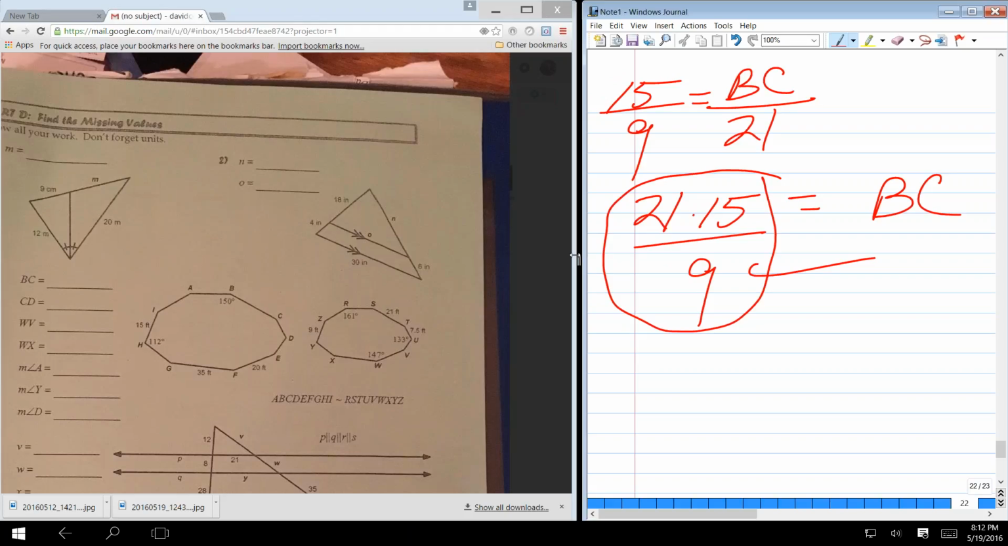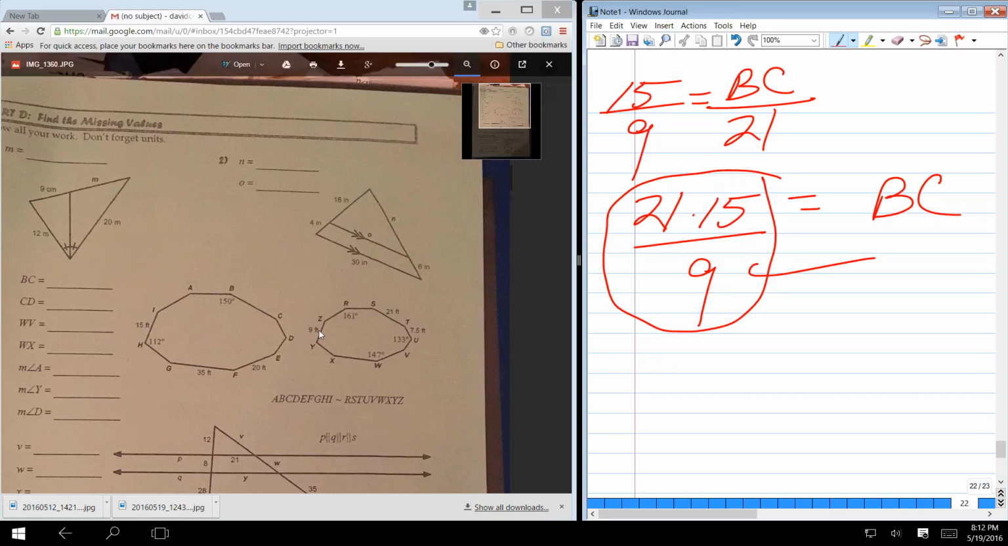CD. How can I solve for CD? So CD, let me see here. How could we do this? Start with the known ratio. No, 15 is to 9. In other words, there's only one side that we have both measurements, and that's this side right here. Every other side, we only have one or the other.